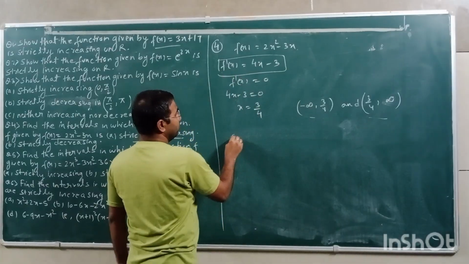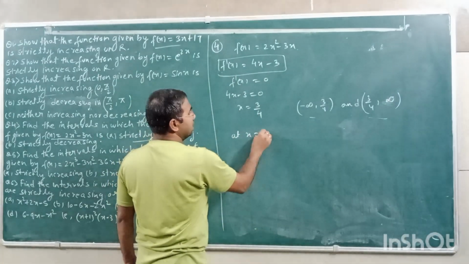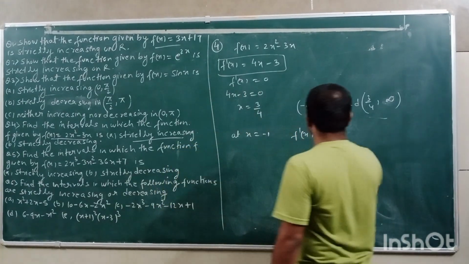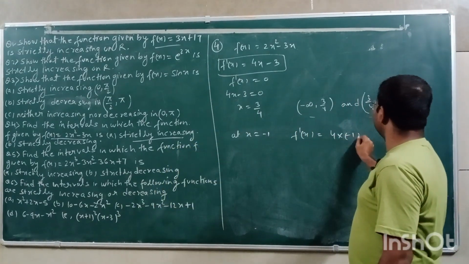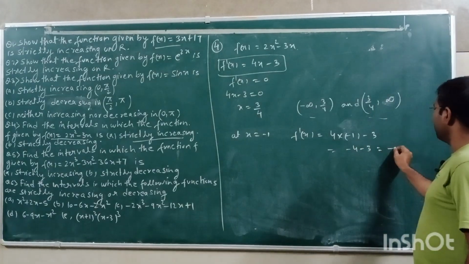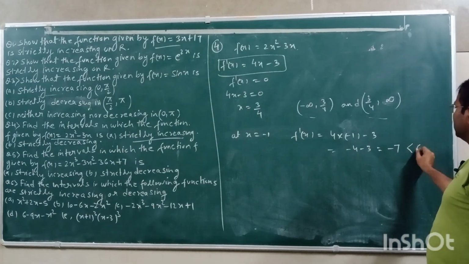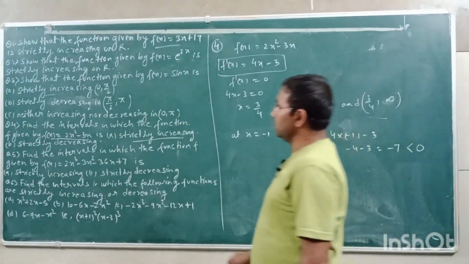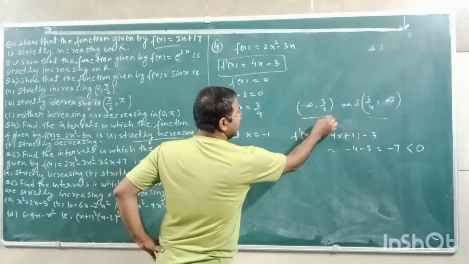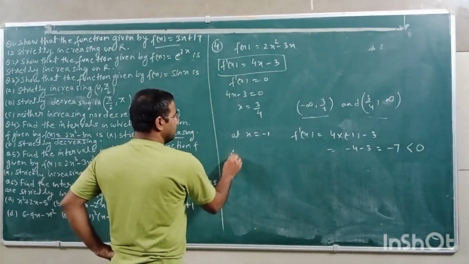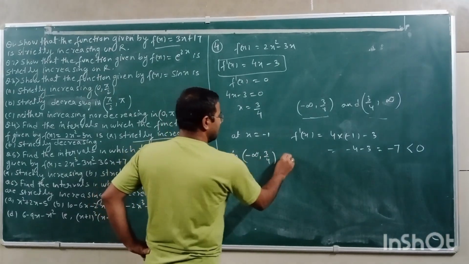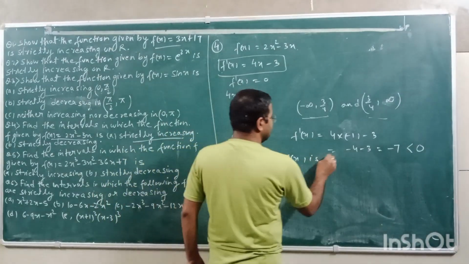We will check at x = −1, suppose. Then f'(x) = 4 × (−1) − 3, which is −4 − 3. What is coming? −7 is coming, less than 0. It means in this interval it will be decreasing. In −∞ to 3/4, f(x) is decreasing.